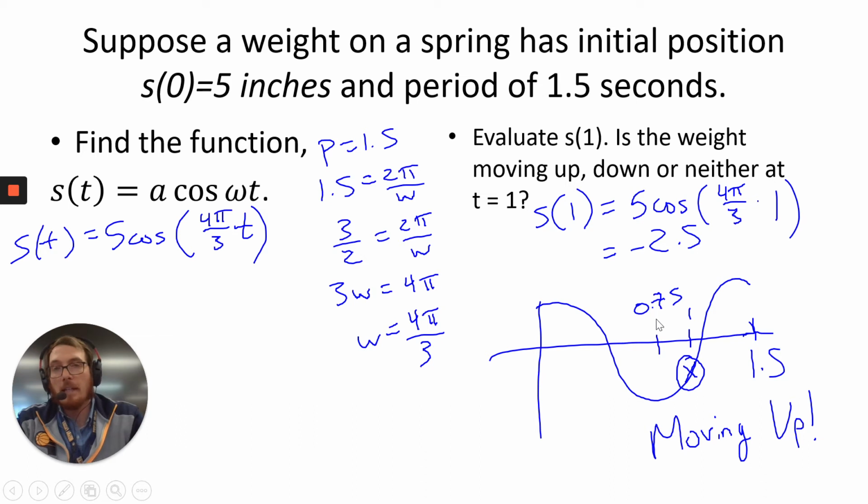That means halfway is 0.75. So for the first 0.75 seconds, the graph is going downward, or the spring is moving down. And at 0.75, it reaches its lowest point, and then it's moving on its way back up. So just because this number is negative does not affect the up and down aspect of the question. This is moving back up because in the graph, in the first half of it, it's moving downward, and in the second half, it's moving upward.